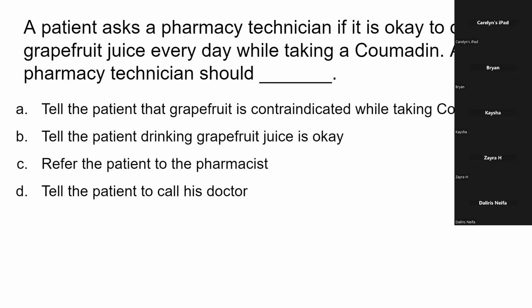All right, a patient asks a pharmacy technician if it's okay to drink grapefruit juice every day while taking Coumadin. A pharmacy technician should do what? Tell the patient that grapefruit is contraindicated while taking Coumadin. Tell the patient drinking grapefruit juice is okay. Refer the patient to the pharmacist, or tell the patient to call his doctor.